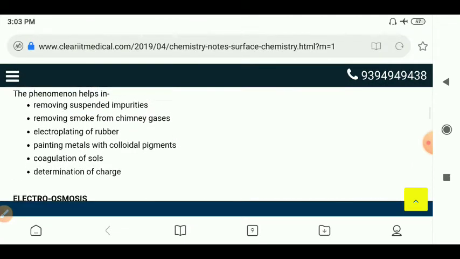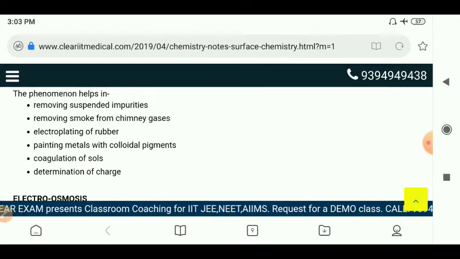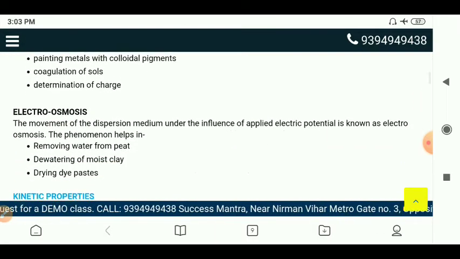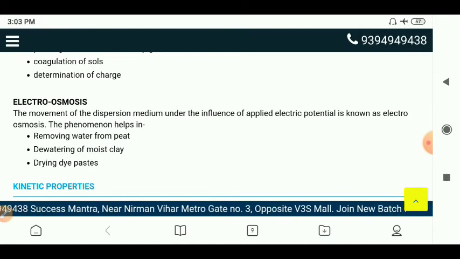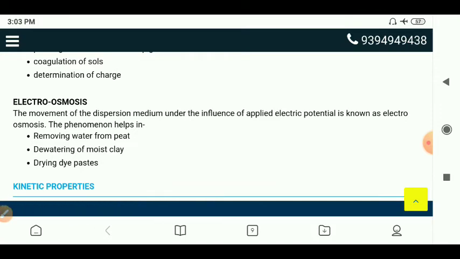So what is the use for the electrophoresis? Removing the suspended impurities, removing the smoke from the chimney gases, electroplating of rubber, painting metals with the colloidal pigments, coagulation of sols, determination of charge. What is the importance of electroosmosis? The removing of water from the peat, dewatering of moist clay, drying die phase. So that's about the electrical properties of colloidal solution.